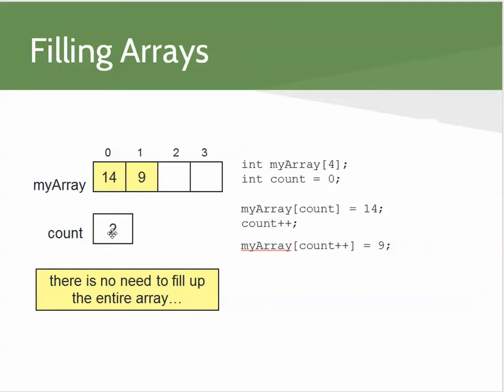And again, we notice that count represents the number of items and the next slot. Simultaneously, it gives us both pieces of information.